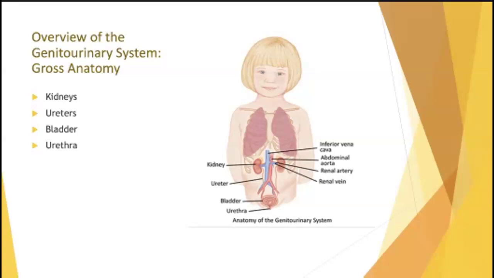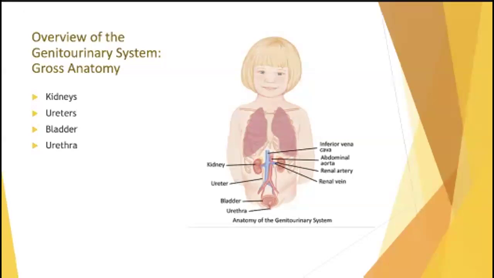Position, the left kidney is higher, it's closer to your 12th rib, and the right kidney is lower because of the liver. The location, these are retroperitoneal. The structure, the outer region is the cortex, and this contains our glomeruli and our tubules. And then our inner region is the medulla, which contains the renal pyramids and portions of the tubules. And then we have our renal pelvis, which is located at the hilum and connects to the upper end of the ureter. Your ureters extend from each kidney into the bladder.